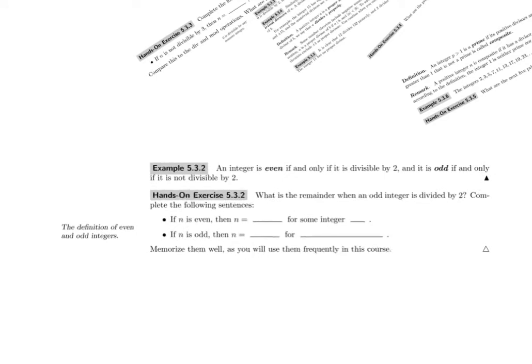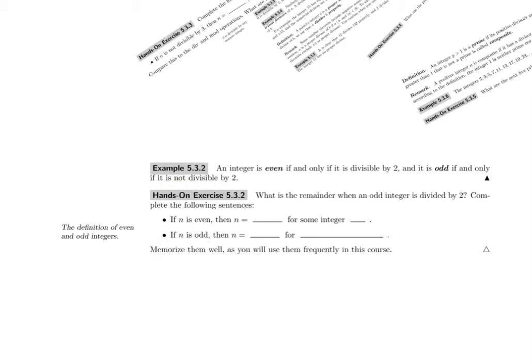We've talked a lot about even and odd numbers in this class so far, and those are properties of integers. We want to add the recent formality we're learning about now to our experience with working with even and odd numbers. So we say that an integer is even if and only if it is divisible by 2, and it's odd if and only if it's not divisible by 2.